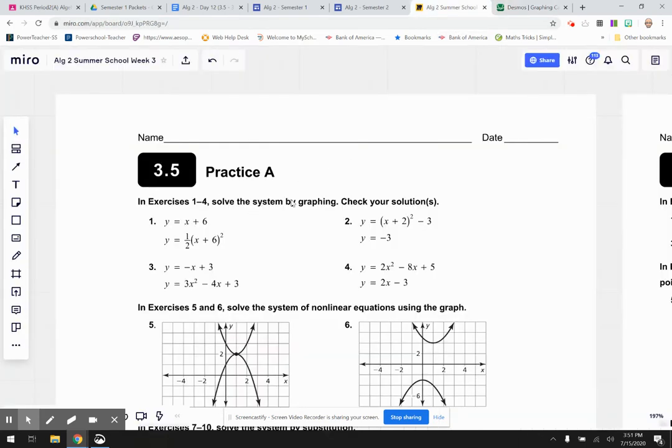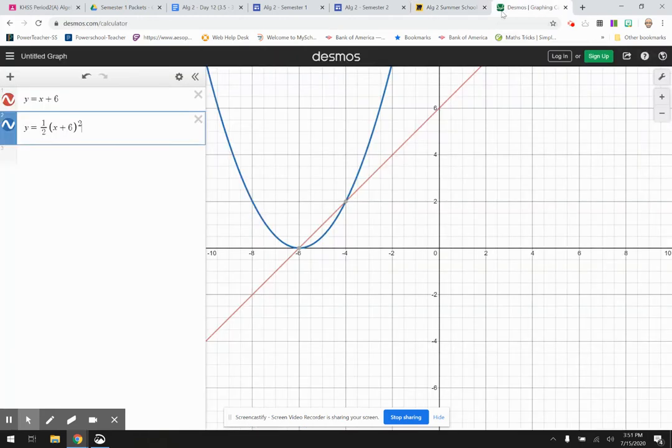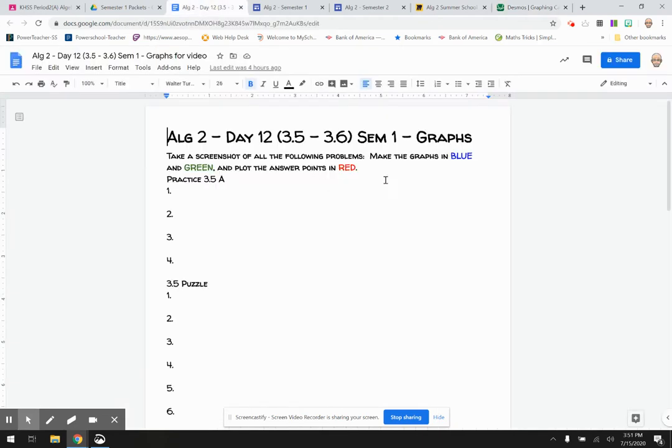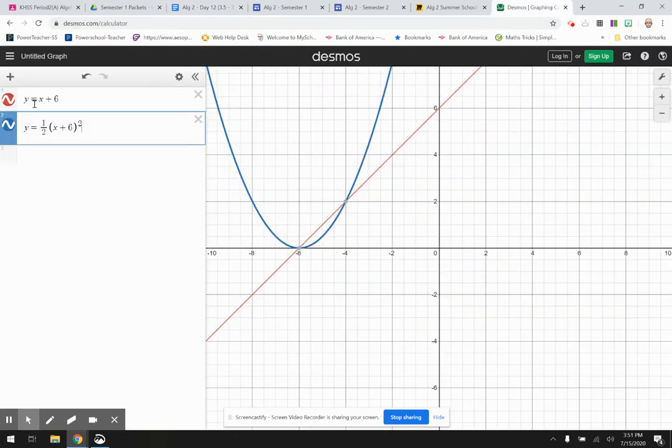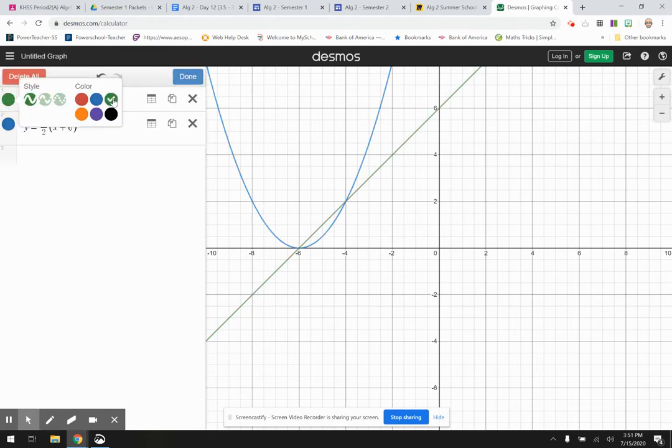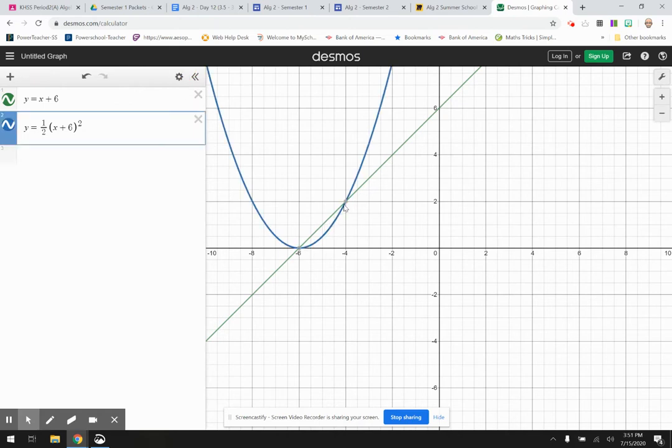So it says solve by graphing. Now, graphing means you will see where the two graphs intersect. So if you look at this, they intersect here. Now, it does tell you on your paper they want the graphs in blue and green and plot the answer points in red. Okay, so blue and green, I got a blue and red. So let's change this color, use the wheel. I'm going to change that to green. Okay, and then my answers are these two answers where they touch.